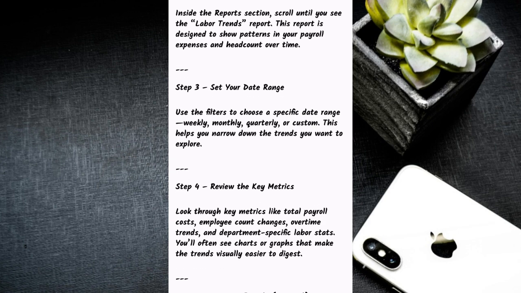Step 4. Review the key metrics. Now look through key metrics like total payroll cost, employee count changes, overtime trends, and department-specific labor stats. You often see charts or graphs that make the trend visually easier to digest.